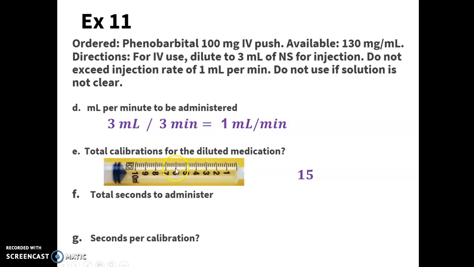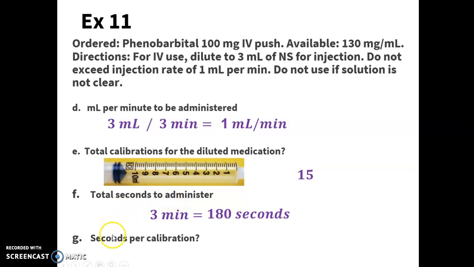How many seconds is it going to take to give this medication? Well, remember we said it was going to take 3 minutes, right? To give all 3 milliliters, it had to take 3 minutes. Seconds, though. We need to change it into seconds. So every minute is 60 seconds. So let's just multiply that 3 by 60, and we get 180.